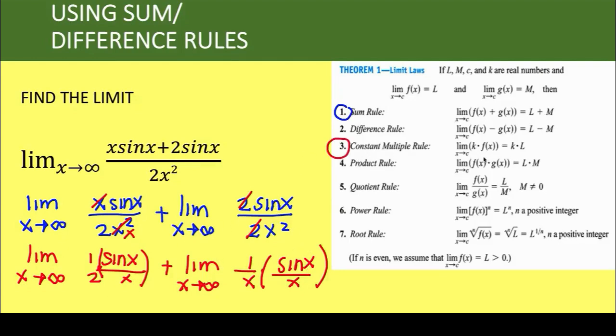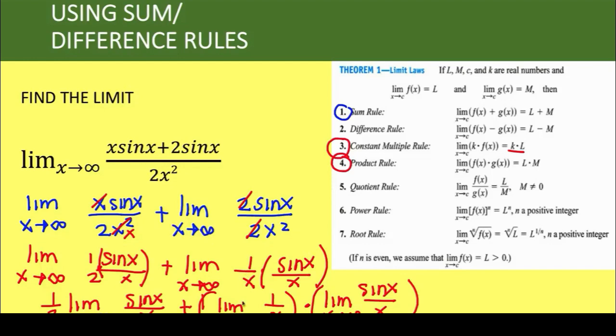Now here you have a constant multiple, which we can write by writing outside. So you have 1/2 times the limit as x approaches infinity of sine of x over x, which we already know the value, plus this part, we can find the limit by applying the product rule. So we can split this into two products. The limit as x approaches infinity of 1 over x times the limit of sine of x over x as x approaches infinity. So this second term is now split into two factors by applying the product rule.